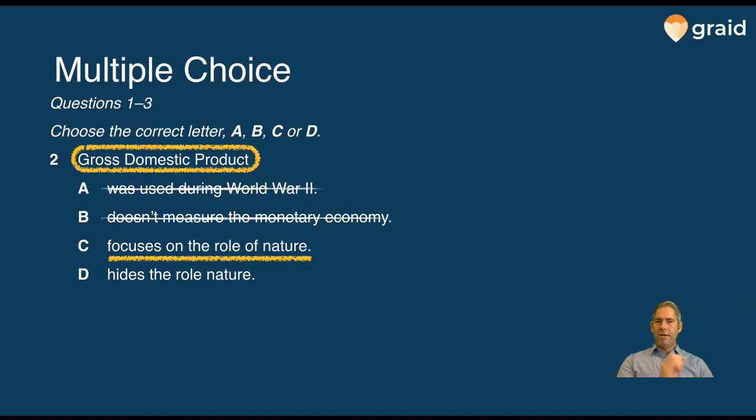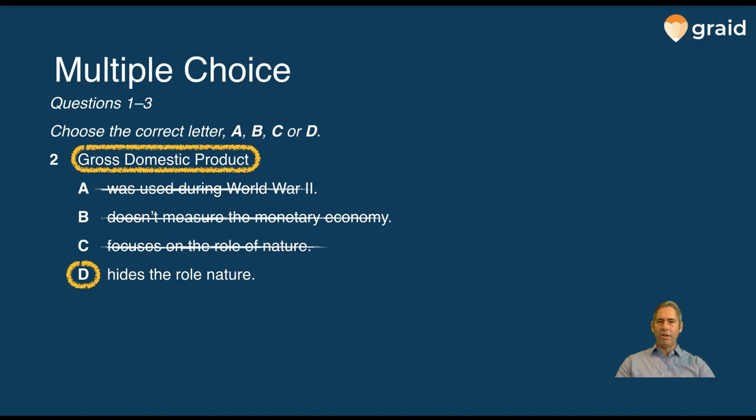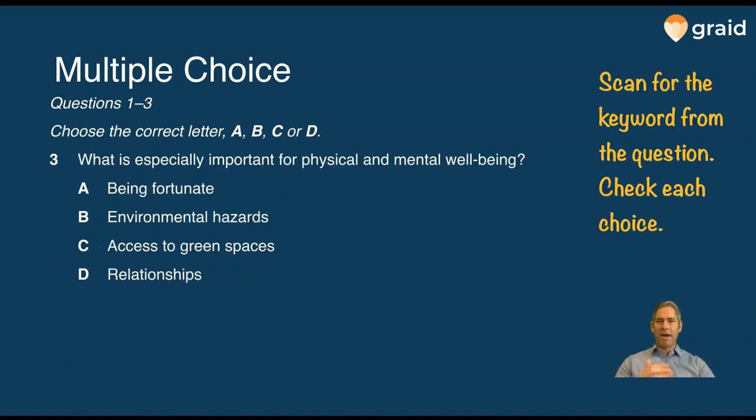Let's check C, focuses on the role of nature. Now you may remember from what we just read that what these figures often hide, the figures in the GDP, are those things like the role of nature. So it hides the role of nature. Again, that contradicts. So we're left with a process of elimination that the answer must be D. Now, if you want to check, we can go back, but D is the answer. So the last one, multiple choice question 3, we're going to do the same thing again.